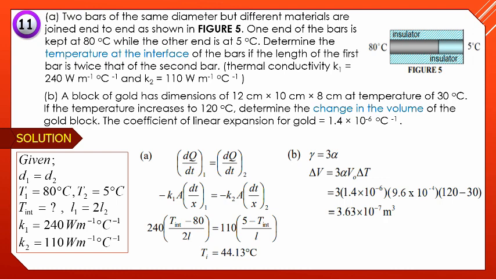For question number 11b, a block of gold has dimensions as given and is at a temperature of 30 degrees Celsius. If the temperature increases to 120 degrees Celsius, determine the change in the volume of the gold block. So, question 11b is related to the coefficient of volume expansion. We use the equation delta V equals 3 alpha V naught delta T. When we substitute, we get the change in volume, 3.63 times 10 to the power of negative 7 meter cube.